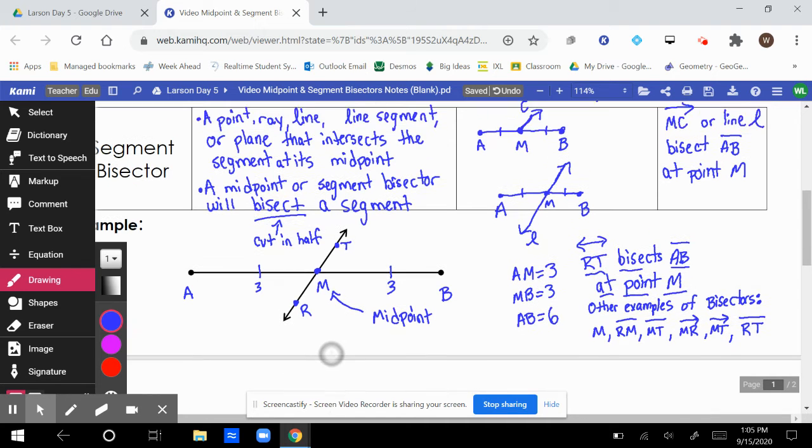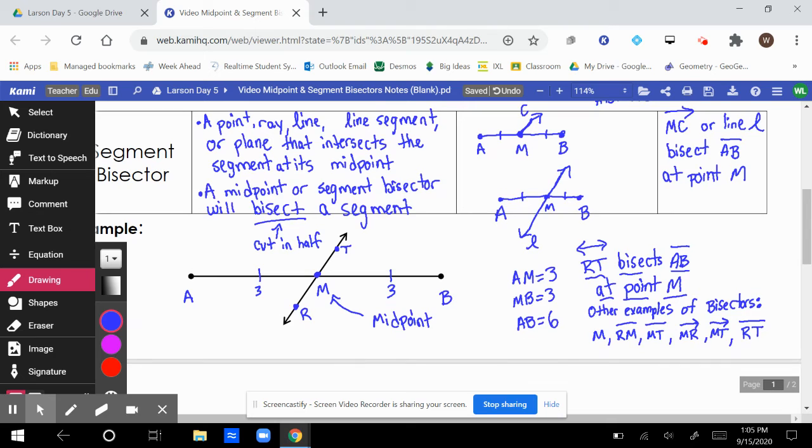Okay, remember from the definition, a segment bisector can be a point, a ray, a line segment, or a plane. So you basically had all of those examples in here other than a plane.